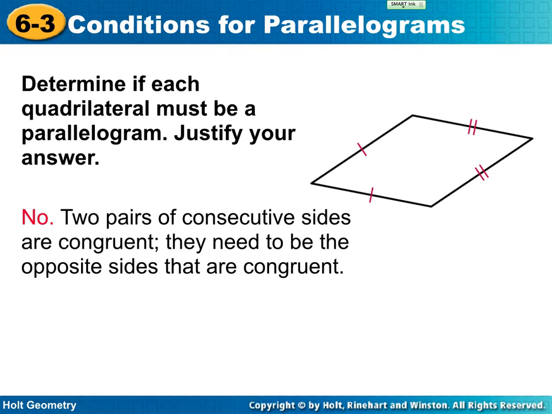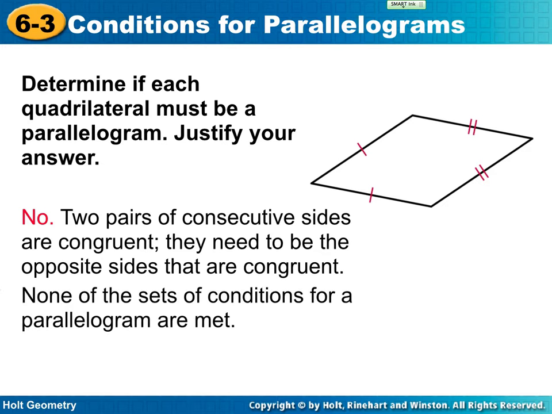The way that this one is marked, this will be our kite. A kite has congruent segments, but they're the adjacent ones that are congruent instead of the opposite ones. So that one was a no.